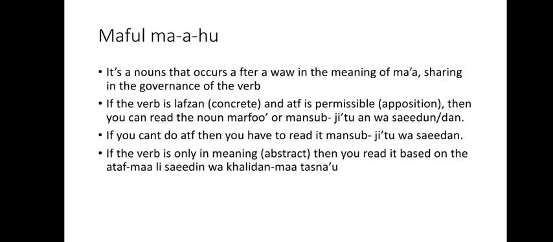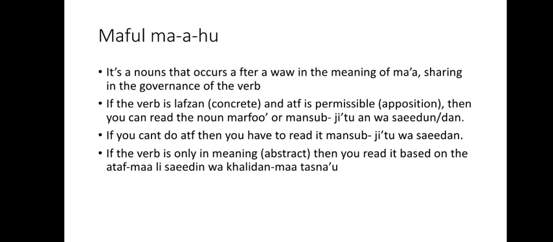The next one is maf'ul ma'ahu, which is literally just a noun that occurs after a waw. A waw in Arabic is a particle, wa. You read it with a fatha, and it just means "and." A noun occurs after it when the waw is in the meaning of ma'a, which means "with." Then it will share in the governance of the verb.